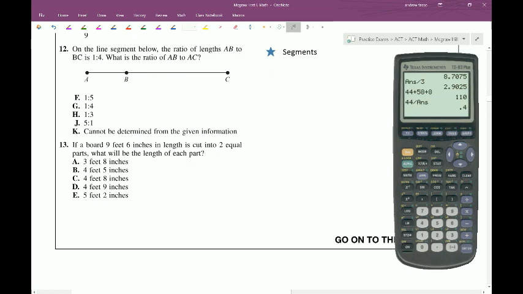On the line segment below, the ratio of lengths AB to BC is 1 to 4. So one way to use ratios is to use x after it, so 1x and 4x. So if AB is 1x and BC is 4x, what is the ratio of AB to AC? Well, AC would be 5x, right? So that would be 1x to 5x, or 1 to 5.